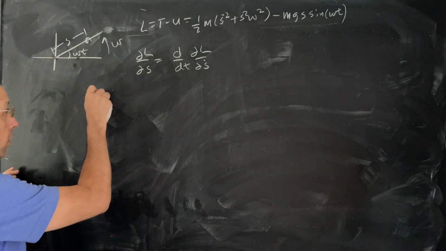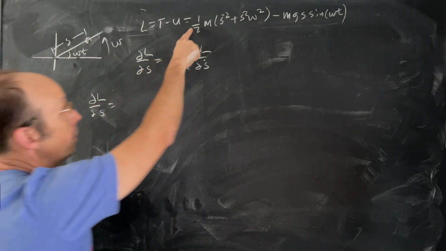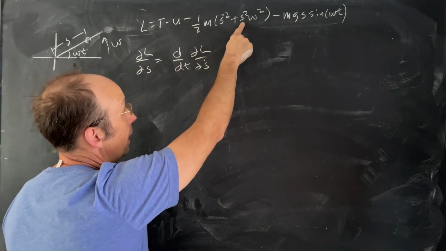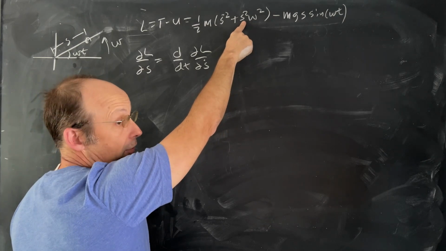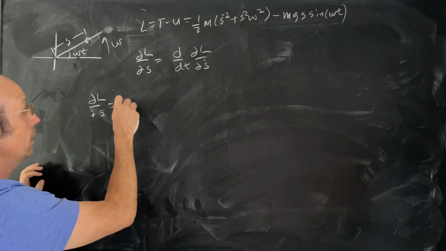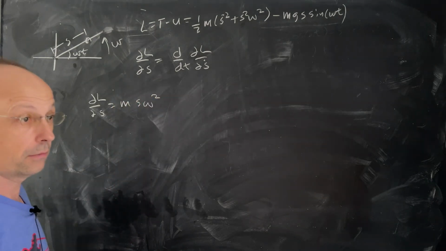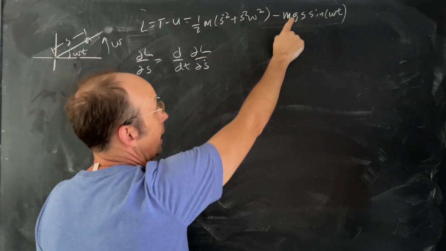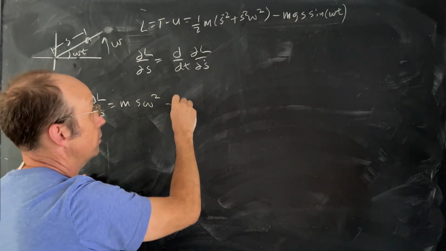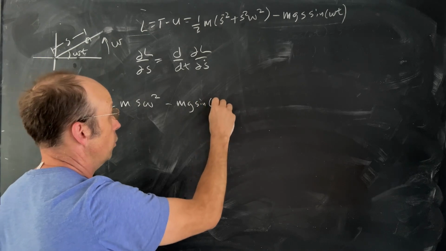The partial of L with respect to s is going to be equal to, well, I'm looking for the s's, right? So here's an s. So I get the derivative of s squared, but there's a 1/2 m, so I get m s omega squared. And then over here I have an s, and it's just a partial, so that just goes away: mg sine omega t.